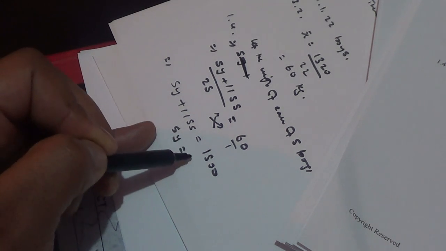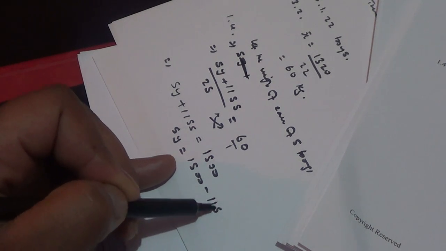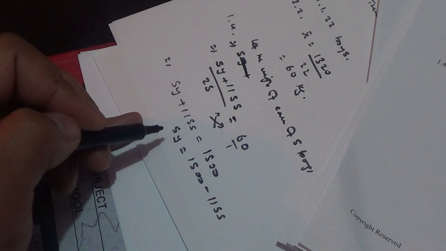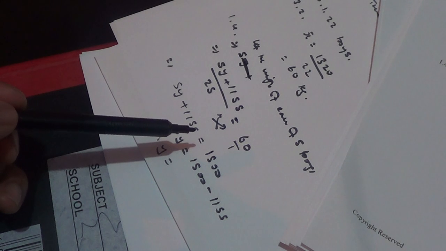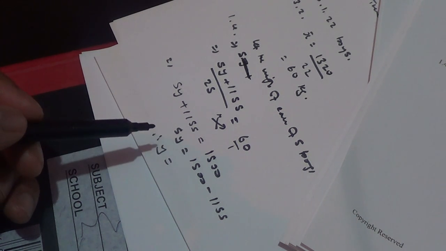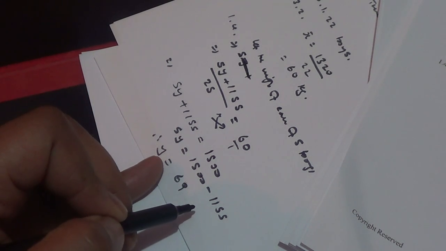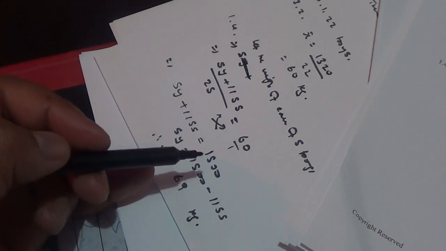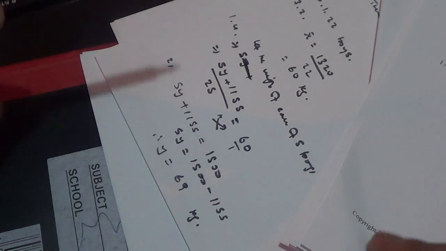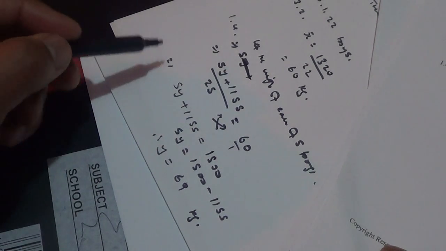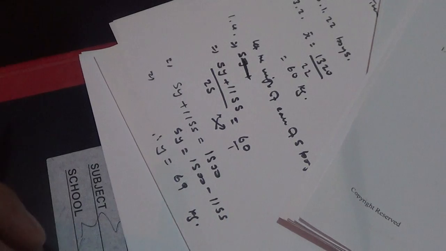And then we transpose. So 5y equals 1,500 minus 1,155. Therefore, our y, let's just do that, and then divide by 5. So that is 69 kgs. Actually, I was answering my own thing. I didn't even read the question. It says calculate the weight of each of these 5 boys. So that is the one. So I carelessly answered. All right. So that is the case.